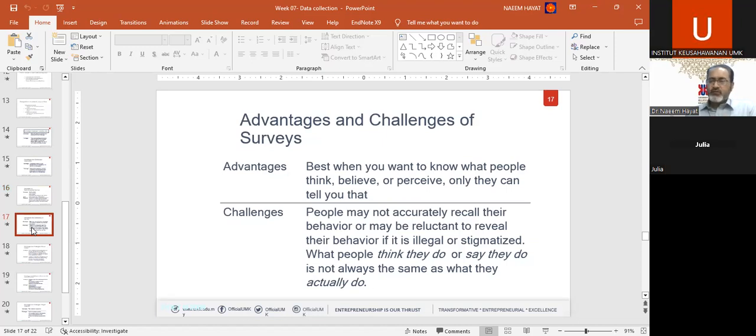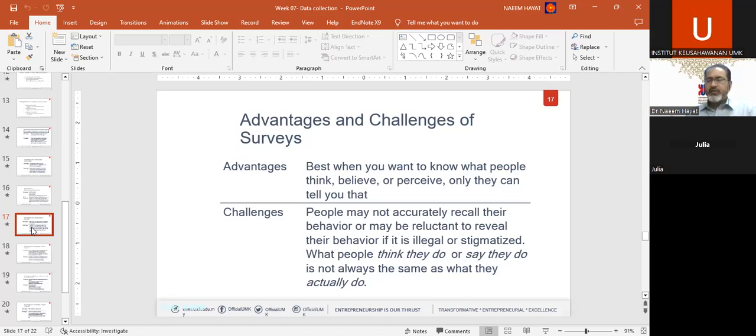The survey is actually one of the most utilized sources for data collection. It brings the benefit that it is the best way to understand what people think, believe, and perceive, and how they tell of themselves. But the challenge is that people may not accurately recall their behavior or may be reluctant to reveal their behavior if it is illegal or stigmatized.